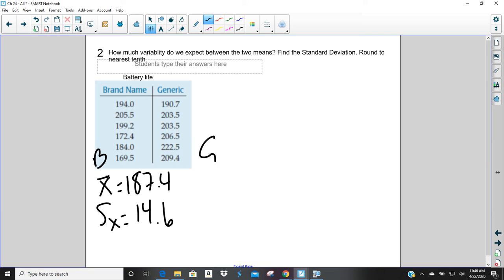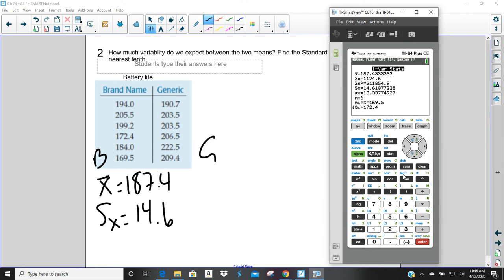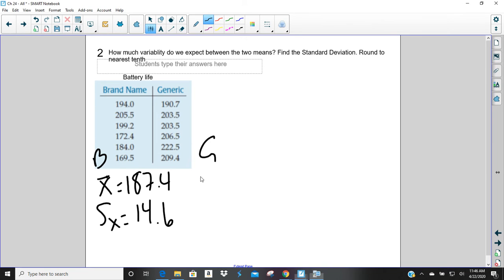The generic, I'm going to write these two down because I'm sure later on I'm going to need the x bar anyway. I'm going to go back to stat, go to calc, 1-var stat. I'm going to change it to L2 this time, so that way I can then do no frequency list here in this example. And I get an x bar of 206 and a standard deviation of 10.3. So in this case, my x bar is 206 and my standard deviation was 10.3.